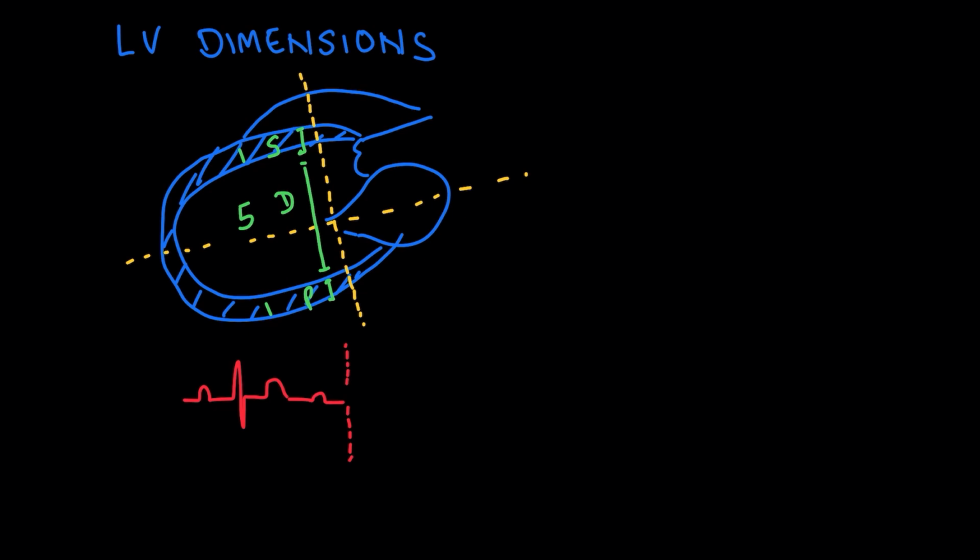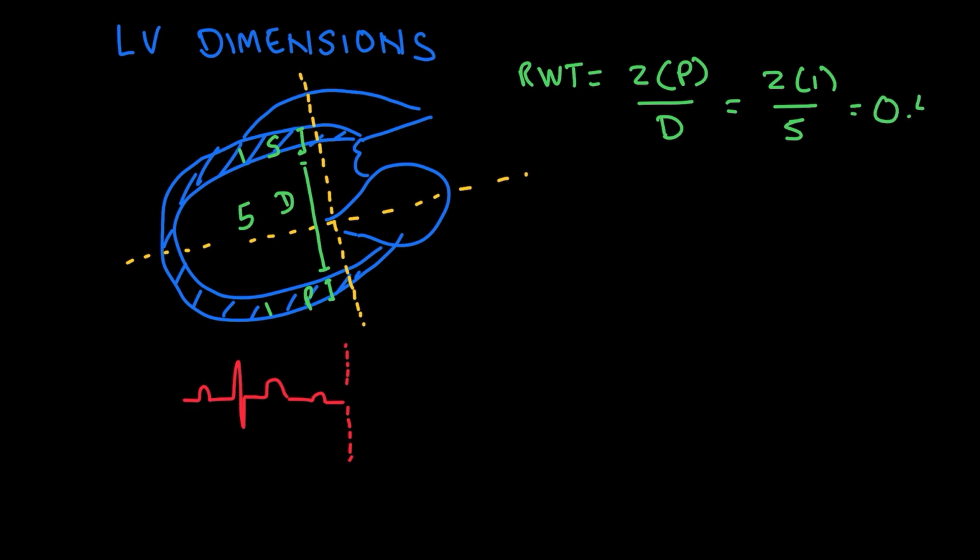So once we have these dimensions, we can look at two things. First, what is the relative thickness of the walls in relation to the cavity, and what is the overall mass of the heart? So first, the relative wall thickness. Our relative wall thickness is equal to 2 times the posterior wall divided by the diameter. In our case, that is equal to 2 times 1 divided by 5, which is equal to 0.4, which is normal. Anything less than 0.42 is normal.